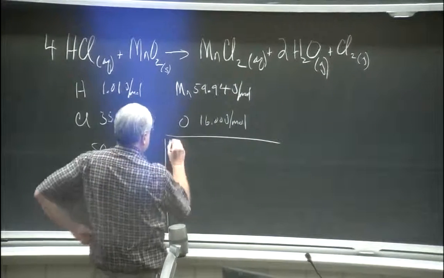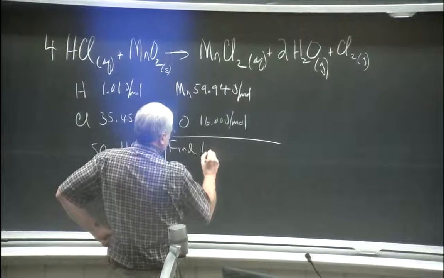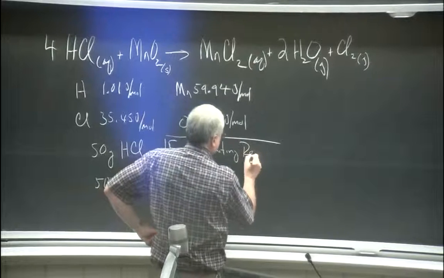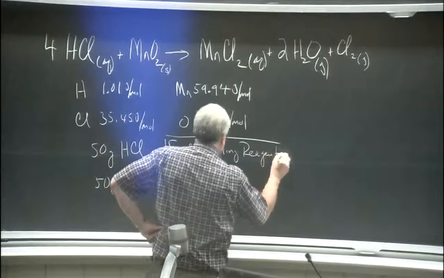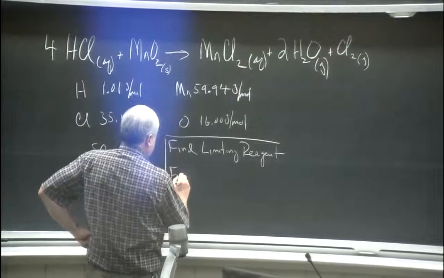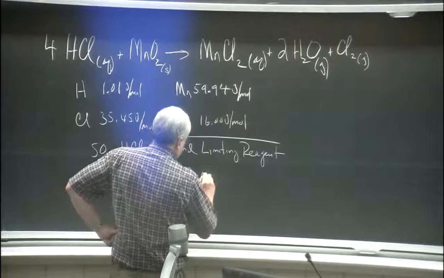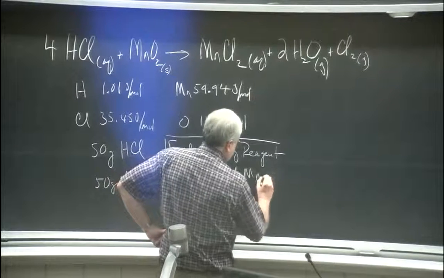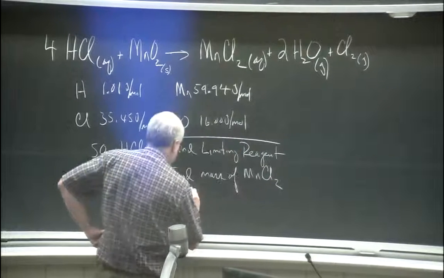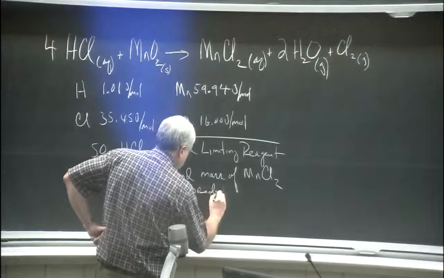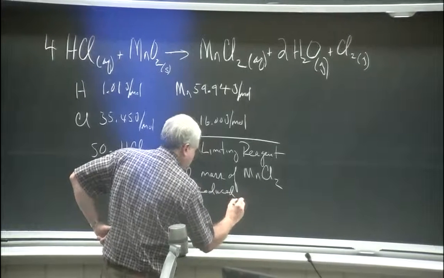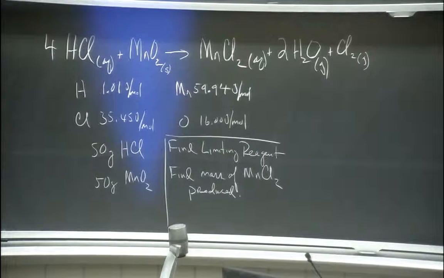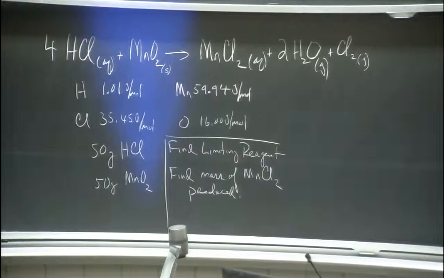Write it like this. Find limiting reagent, and then find mass of manganese 2 chloride produced. Okay? Just go to work. Let's see if you can do it. This will be a good review. Get out those calculators.